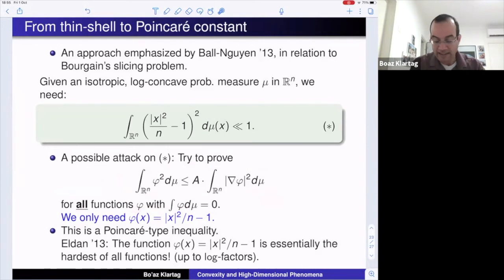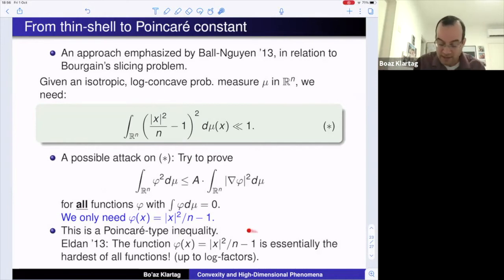And this is a Poincare type inequality. And let me tell you right away that what Eldon proved in his PhD thesis is that switching from this specific function x over n to this much more general formulation is not a terrible mistake, because this function, the quadratic function, is essentially the hardest of all functions.